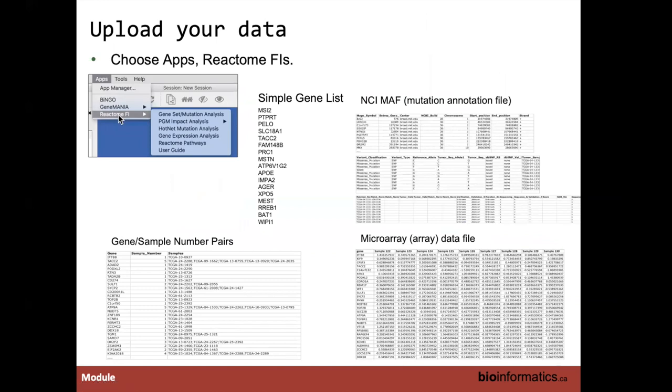Now, the current implementation of the Reactome Functional Interaction Network app recognizes four different file formats. The first being a single list of genes, which is the traditional input for Cytoscape. There is also the gene sample pair file. So the first column again is the gene name. The second column is the sample number. This is essentially equivalent to the mutation frequency. And the third, which is an optional column, is the actual names of the samples.